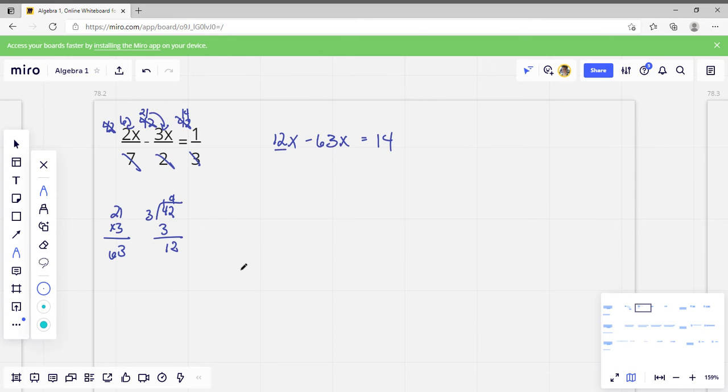Alright, now I need to put these like terms together. So 63 take away 10 would be 53. Take away 2 would be 51. So I've got 51x. Negative 51x equals 14. Now I'm going to divide by -51. And I get x equals negative 14 over 51. Alright, let's try another one.